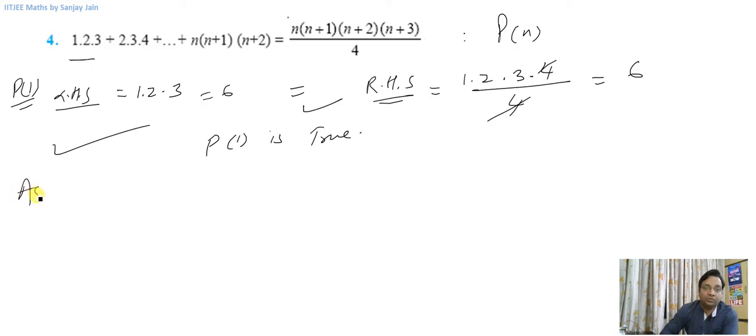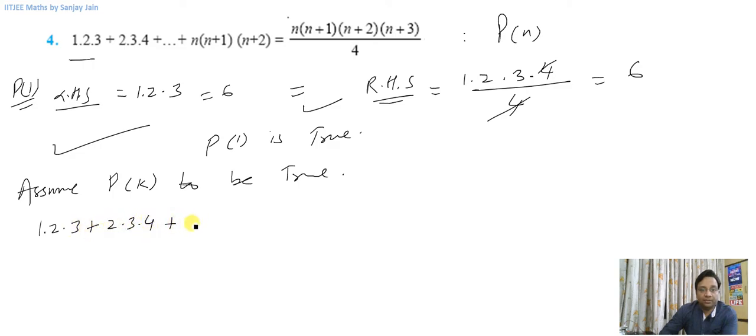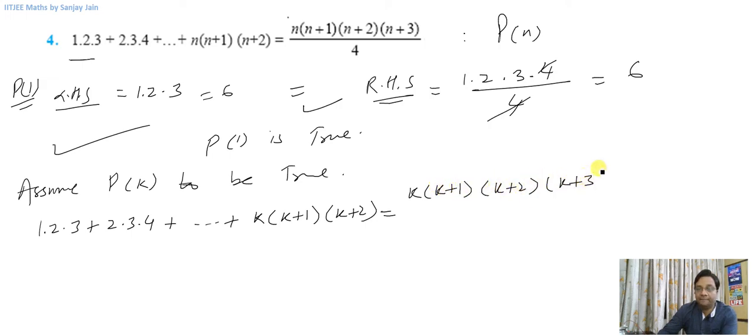Okay, now assume P of k to be true. So I can say 1 into 2 into 3 plus 2 into 3 into 4 plus, and so on up to k into k plus 1 into k plus 2 is equal to k into k plus 1 into k plus 2 into k plus 3 divided by 4, right? And let it be my equation number 1. Now I need to establish that P of k plus 1 will be true.